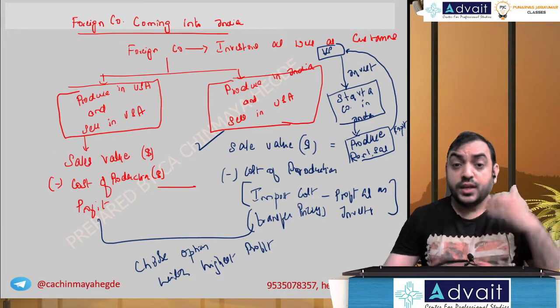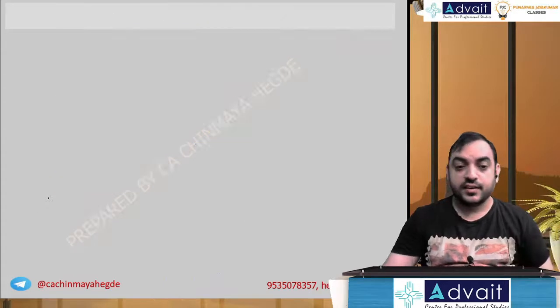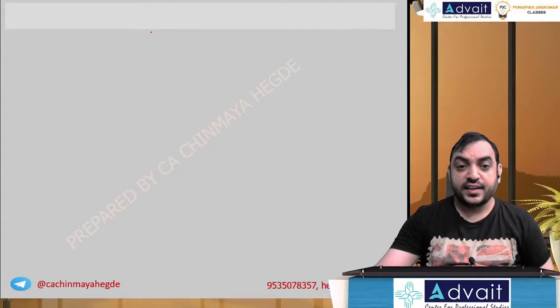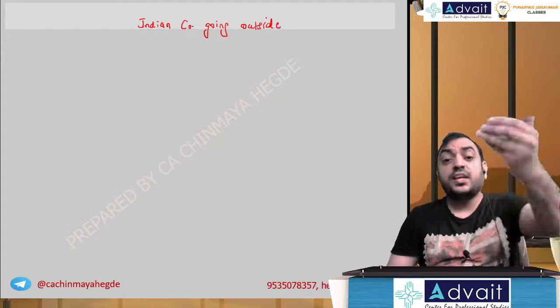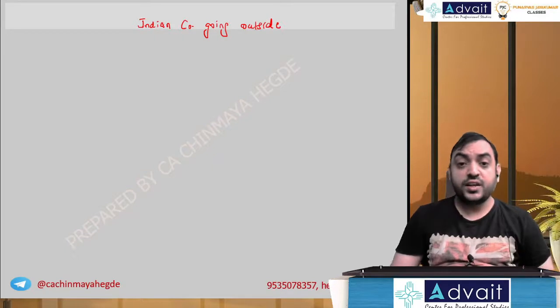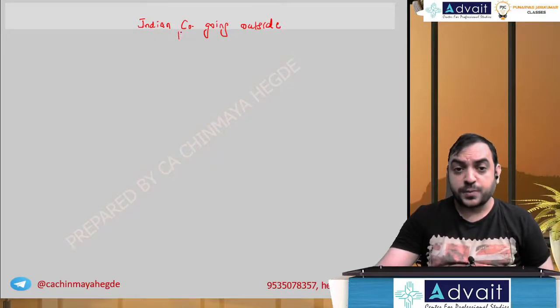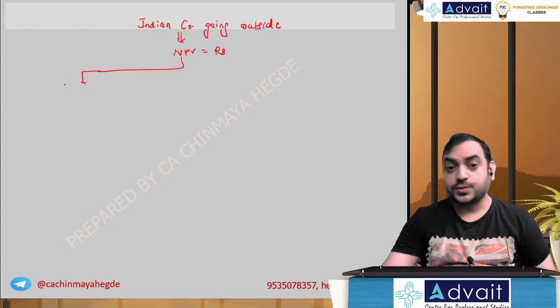Like now we have an Indian company going outside India. Indian company starting a unit in USA. Indian company making foreign investments, not foreign people coming to India. Ultimately, we have to express it in a straightforward way. We have to calculate NPV in rupee terms. But we have two routes, two methods to calculate NPV in rupee terms.